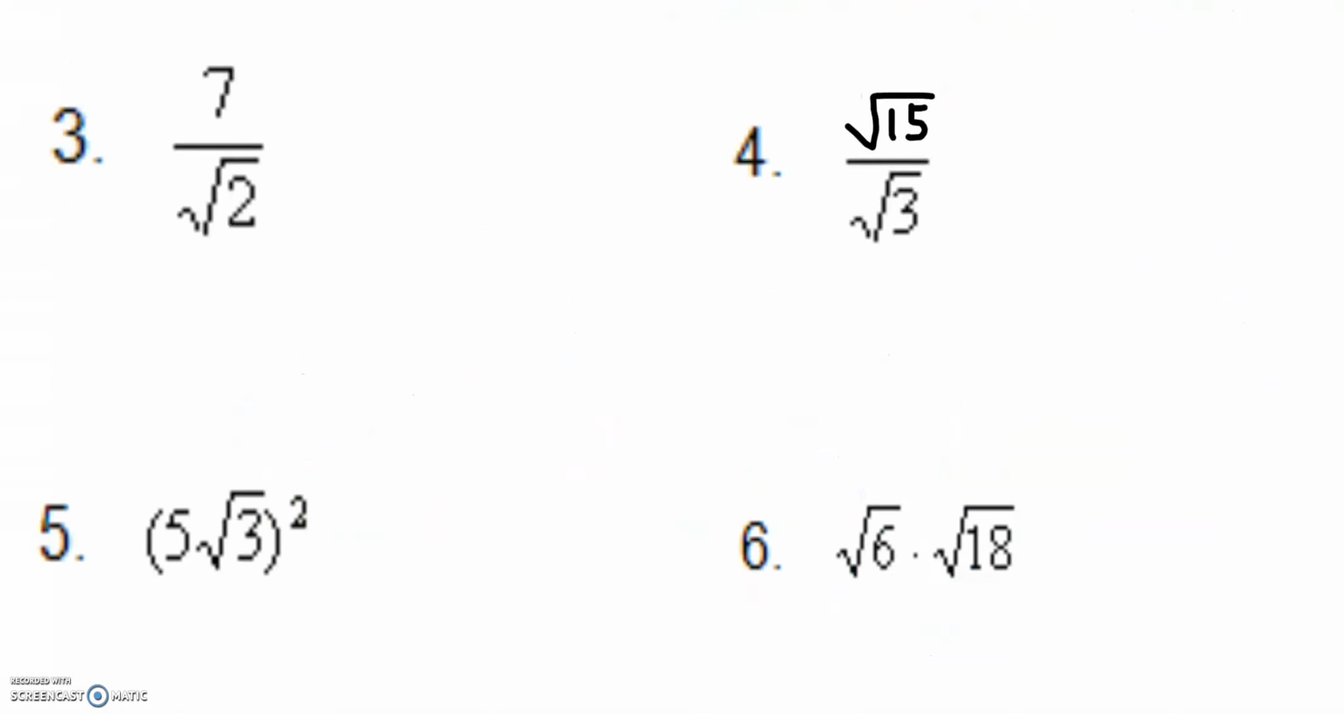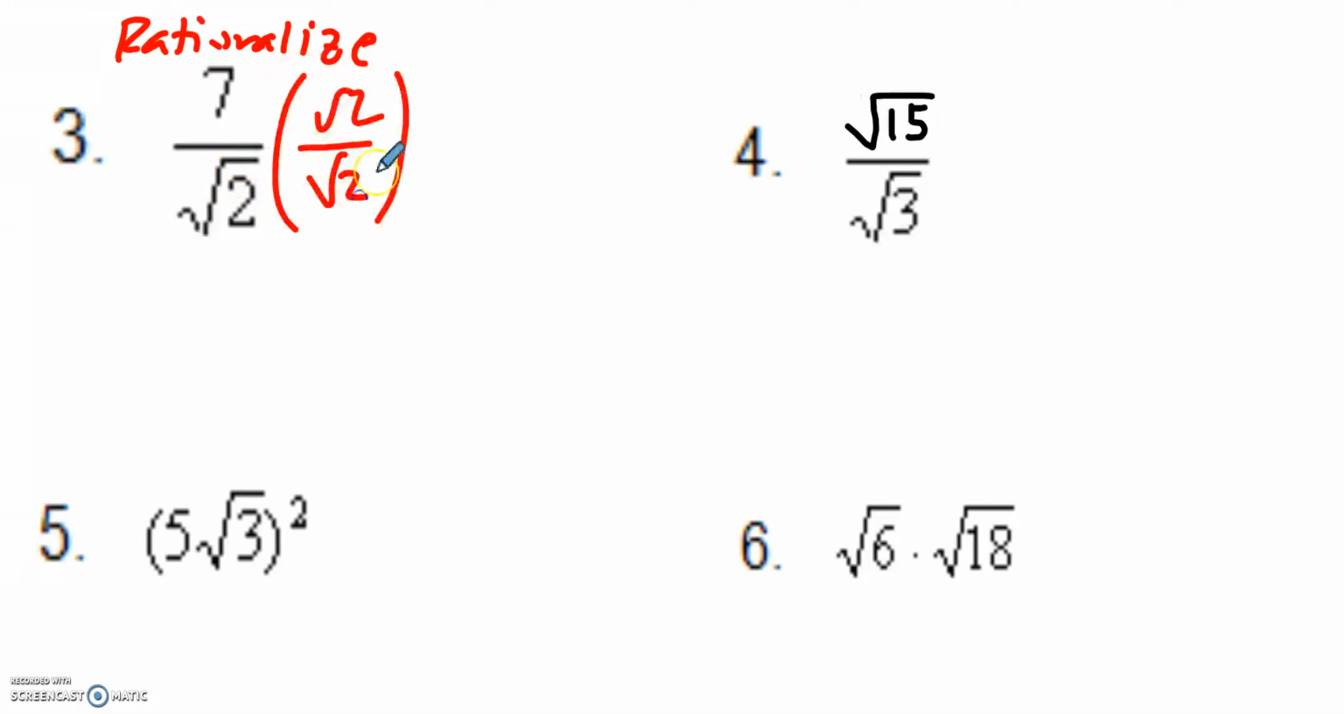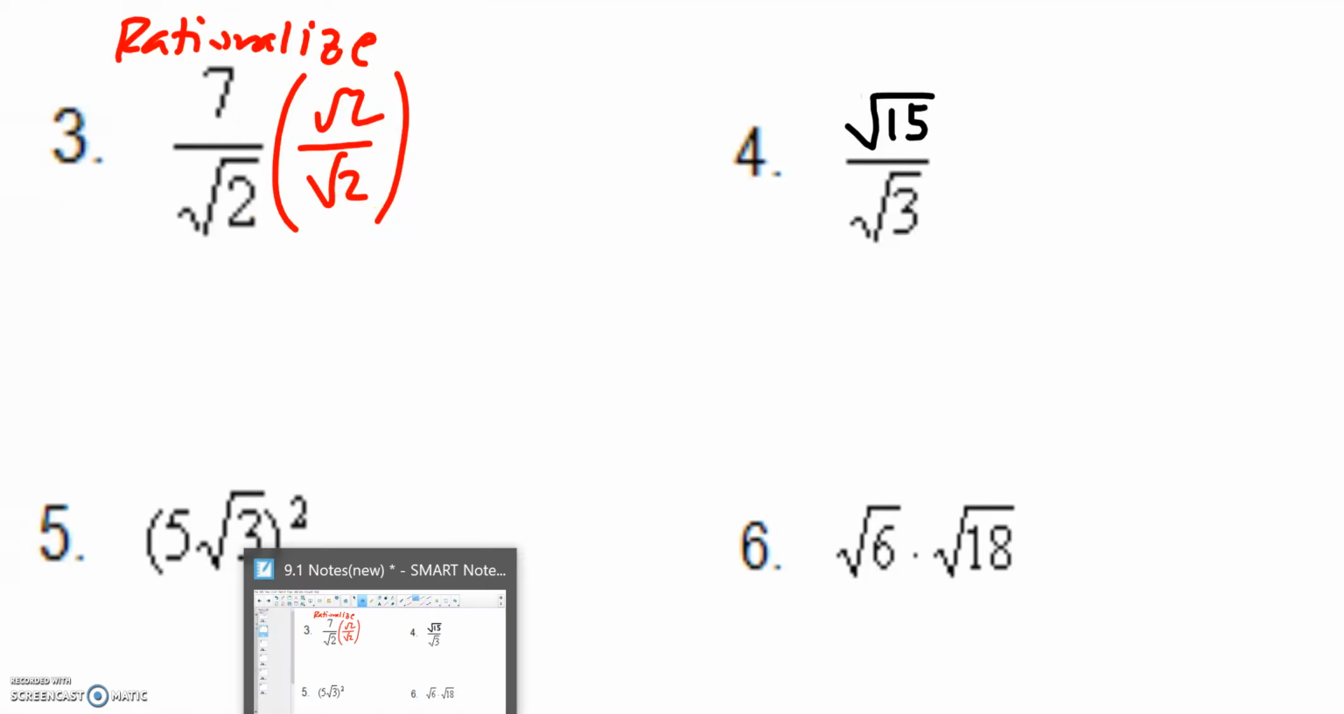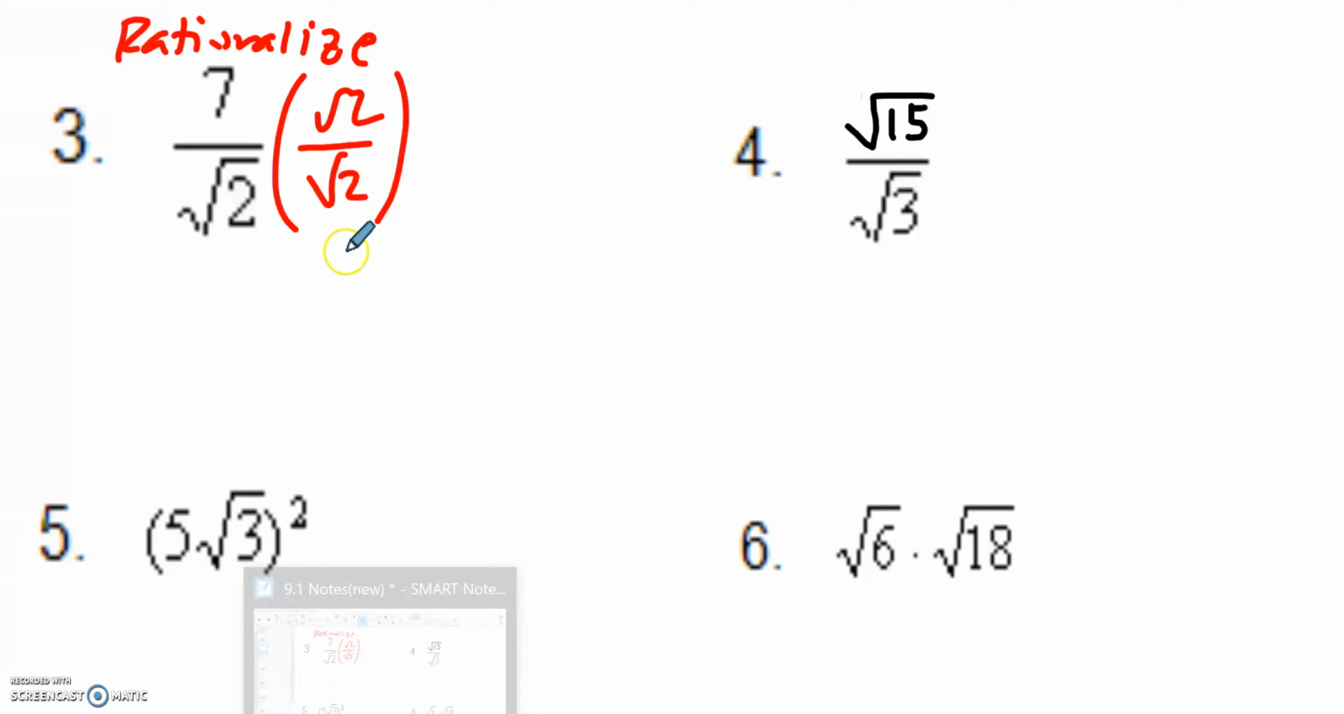Number 3, you might remember something called rationalizing, which means that we cannot have a radical in the denominator. And this is going to come up quite a bit this semester. So if you want to get rid of the radical in the denominator, we would multiply top and bottom by root 2 over root 2. The reason this works is because root 2 over root 2 is really 1. So you're not changing what the final answer is, you're just changing how it looks.